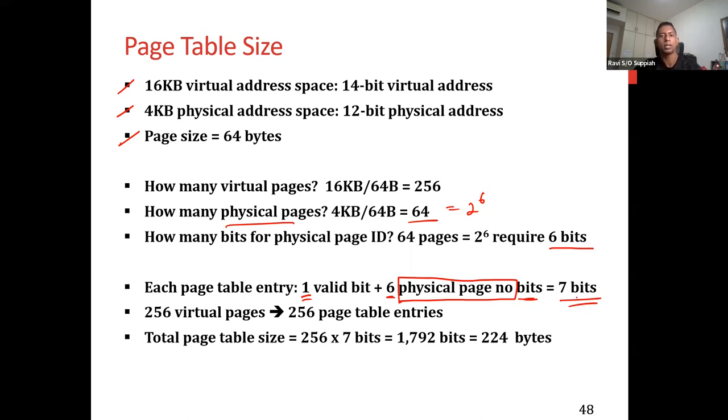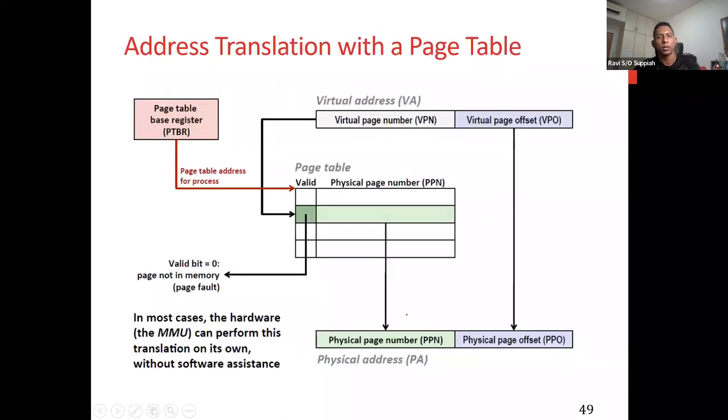And since my virtual address has a total of 256 pages, that means I need 256 page table entries. 256 times 7 is basically 1792 bits. That's the total amount of space I need for this page table to be stored in my memory. So let's look at this and have a better idea of how this whole thing works.